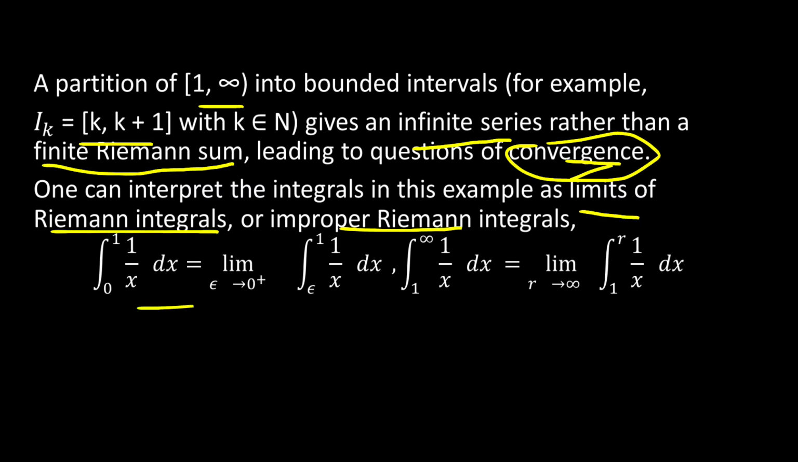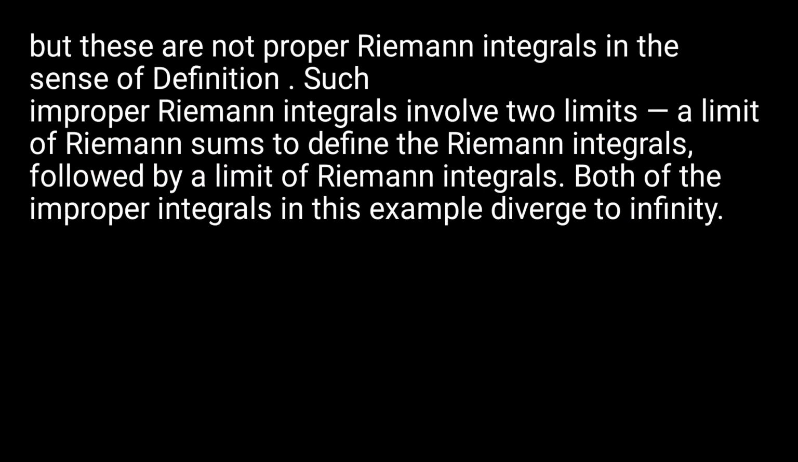If you take them to the positive side, that is to the right, and to the left-hand side, you see that in this case these are not proper Riemann integrals in the sense of the definition that we have just stated. We call this kind of Riemann integral an improper Riemann integral because it involves two limits.